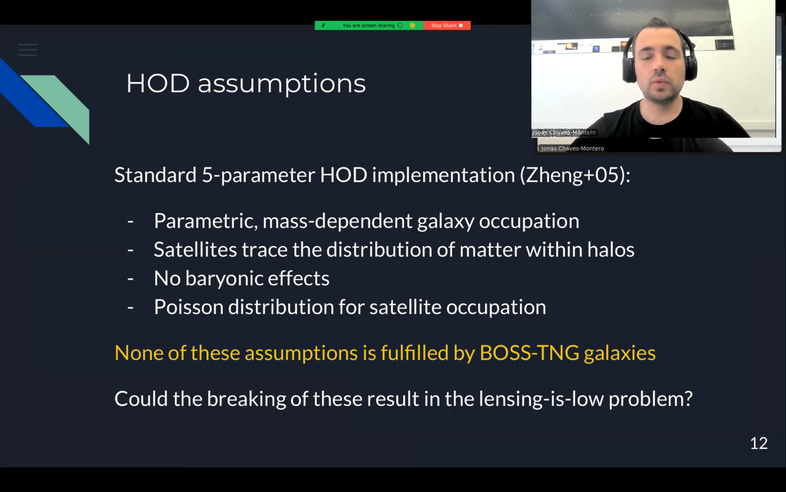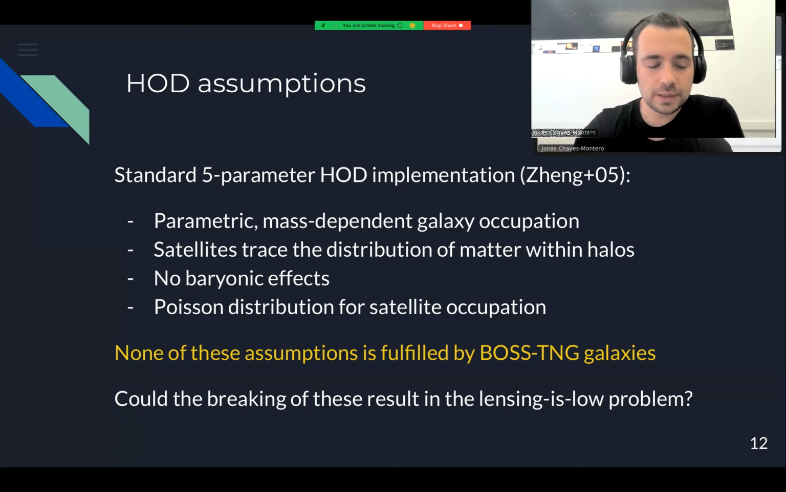Once we were able to replicate this problem, we wanted to know the origin of the problem. In order to do so, we started to study all the different assumptions of HOD models. For example, we were checking whether the galaxy occupation was only mass dependent, or there were further dependencies on other properties. So whether there was galaxy assembly bias or not, whether the satellite galaxies were really tracing the distribution of matter within halos, as usually assumed, or in reality the distribution was different, and the impact of baryonic effects on the scales that we care about.